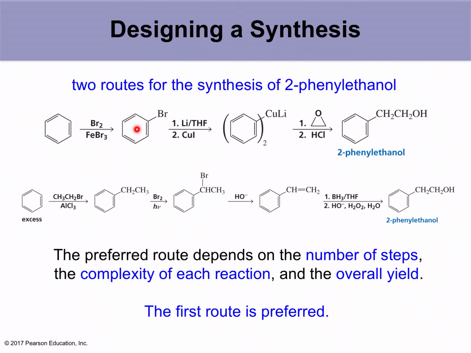So there are 2 methods that you can achieve the same product. And when there are 2 routes present, the preferred route depends on the number of steps. So this one has how many steps? 1, 2, 3. And this one has 1, 2, 3, 4. Depending on the number of steps and also the complexity of each reaction and the overall yield. So the first route is preferred because it has fewer steps in it.